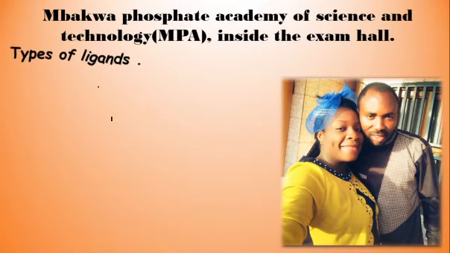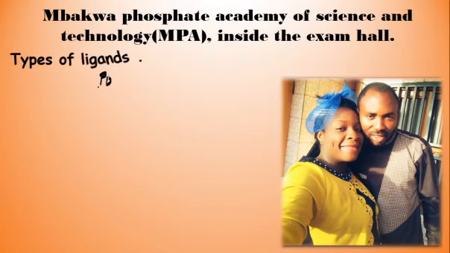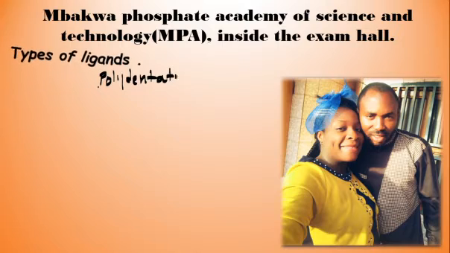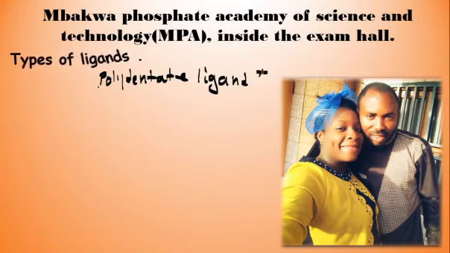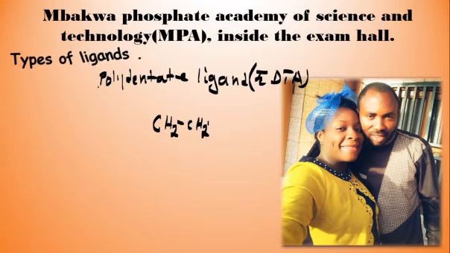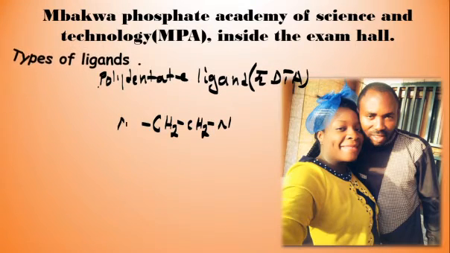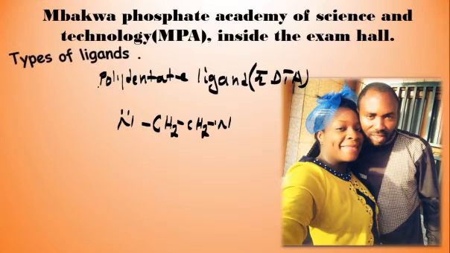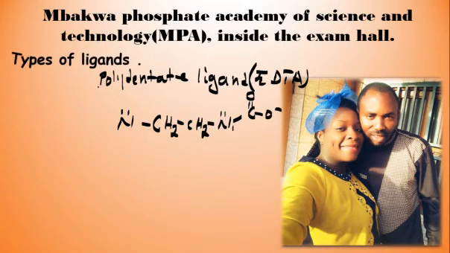I'm just going to give you the structure. Poly means many. An example of a polydentate ligand is ethylenediaminetetraacetate, which we call EDTA. So we have a structure like this, and you see there are two nitrogen atoms attached to this ethylene group here. We have a lone pair here, and a lone pair here on the nitrogen atoms, and each of these is linked to the acetate groups here.